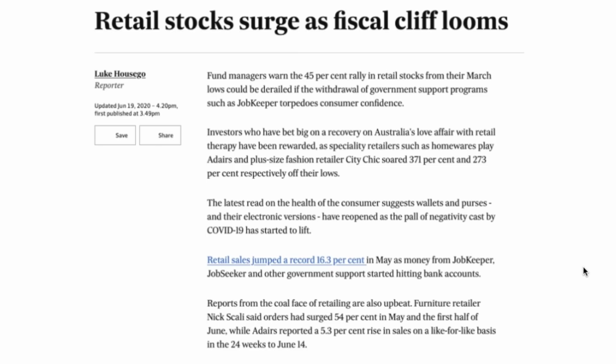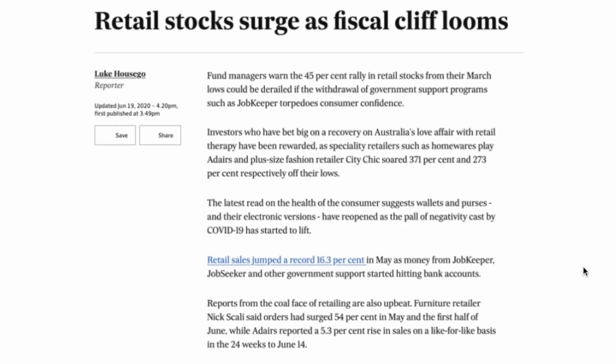Just a bit of market news before we wrap up this video. On the 19th of June 2020, AFR released a report to say that fund managers are concerned. They're concerned about the 45% rally that's being experienced in retail stocks, and they're not sure whether the consumer confidence can stay that high without JobKeeper. Retail companies like City Chic, JB Hi-Fi, and Kogan have experienced one of the largest growth trends over the last couple of months. JB Hi-Fi is on track to deliver its largest profit growth in years, and Kogan has reported that they're doubling sales in both April and May.